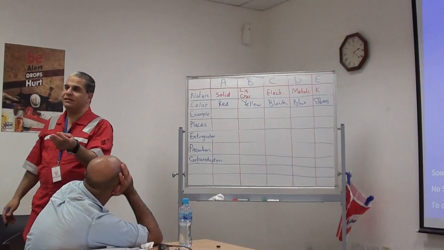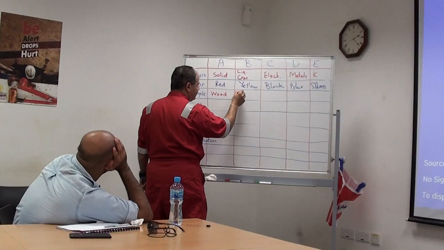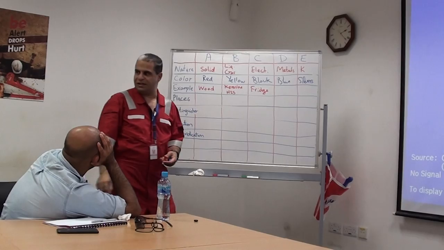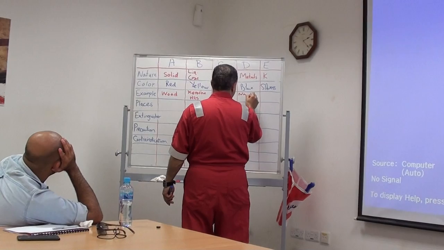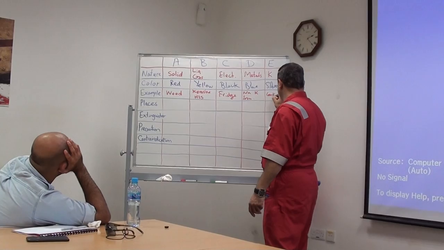What about the example of the solids? Give me an example of the solids. Wood. Example of liquid and gas. Kerosene, H2S. Example of electricity. Fridge, stove, whatsoever, provided that it is connected to the main current. What is the example of the metal? Sodium, potassium, iron, copper, aluminium, whatsoever. Example of kitchen fire: cooking oil.